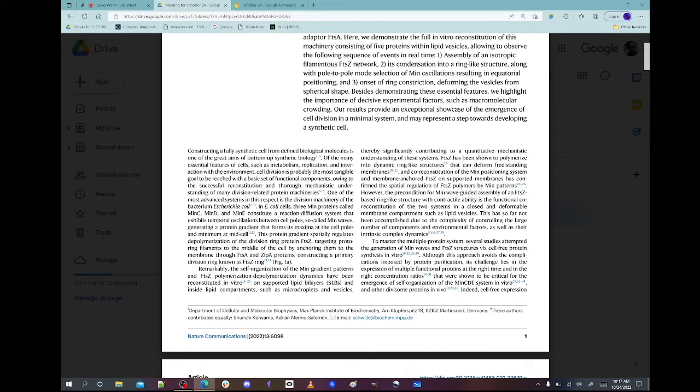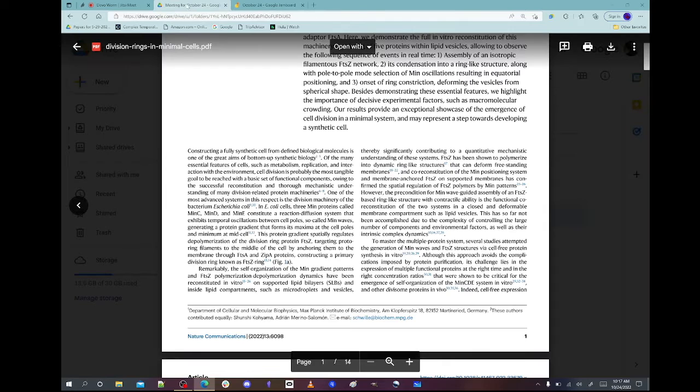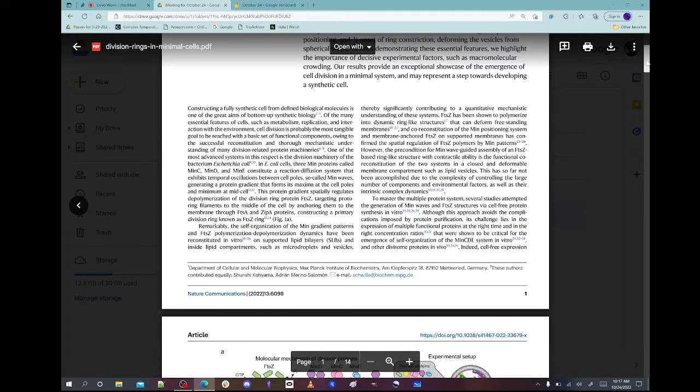FtsZ is shown to polymerize into dynamic ring-like structures that can deform freestanding membranes, and co-reconstitution of the Min positioning system with membrane-anchored FtsZ on supported membranes confirmed the spatial regulation of FtsZ polymers by Min patterns. So a lot of this is spatially registered, and it's being constructed in this ring, and then it constricts. And then you get this division event that happens.